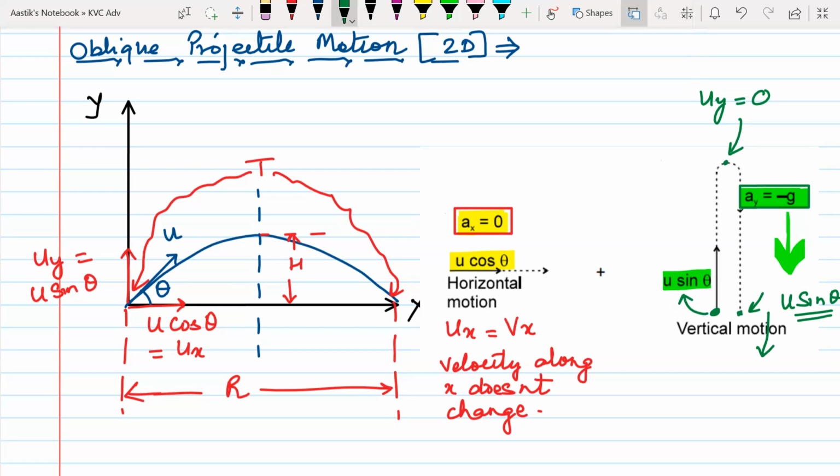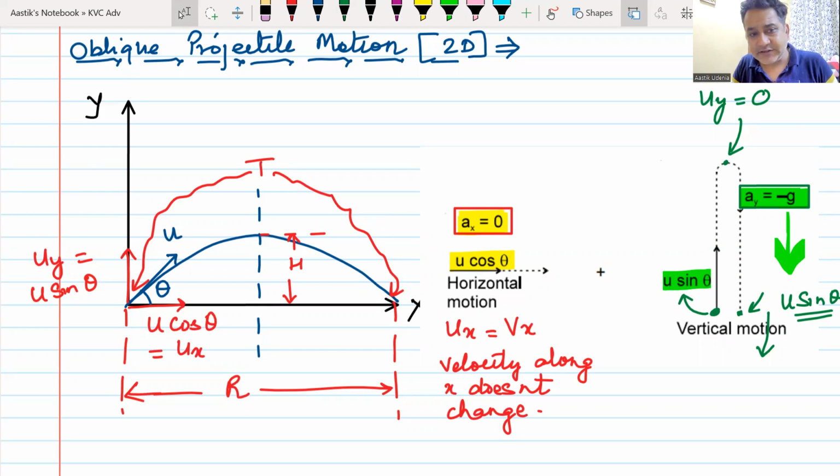Please note it down. Okay. So you have understood this? Yes or no, everyone?